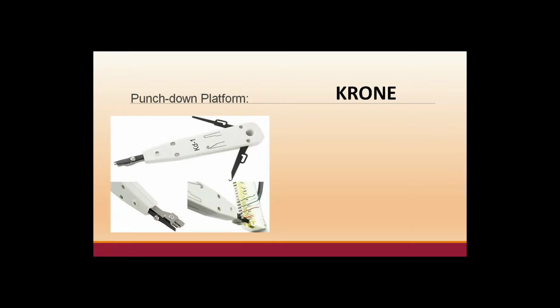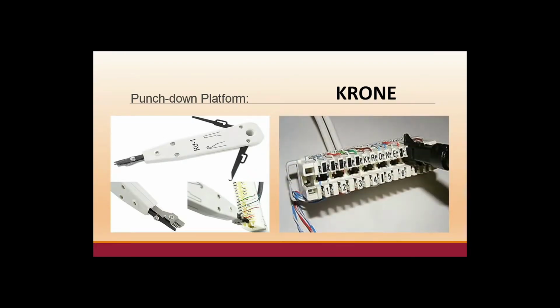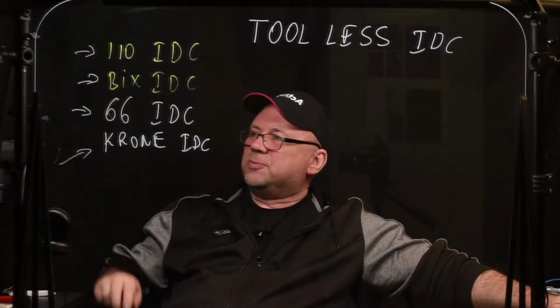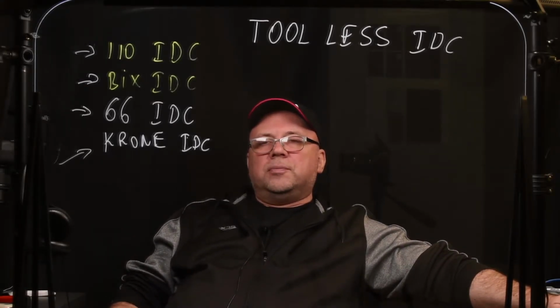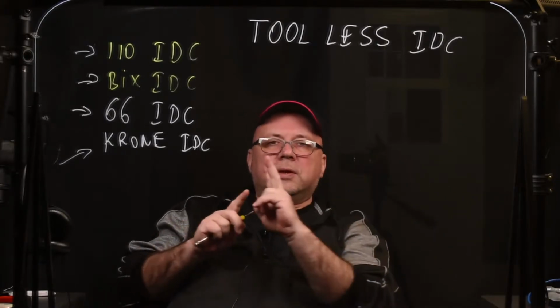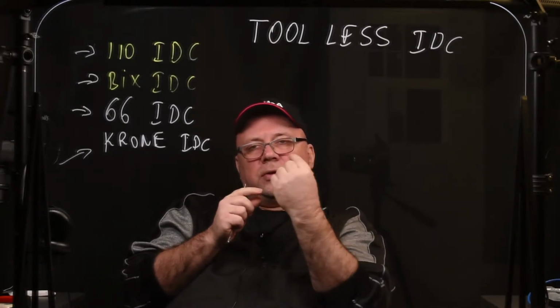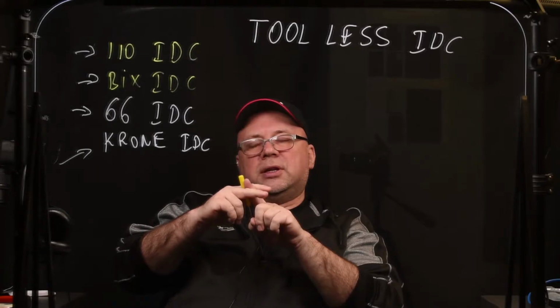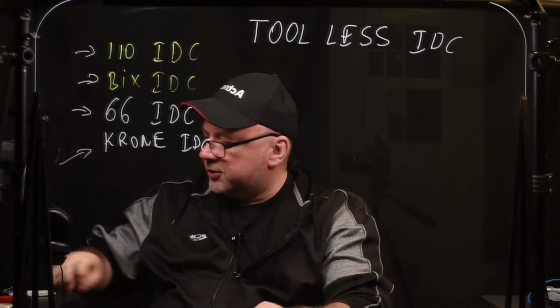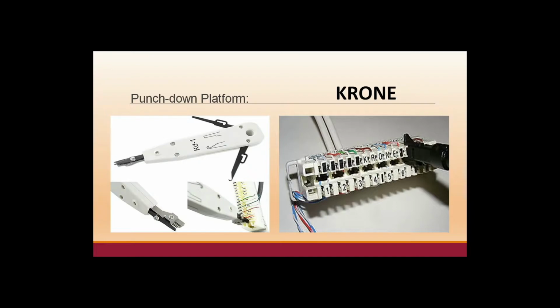All right. Then there's another one that says Krone. Krone is mostly used in Europe or the UK. It's also a punch down system, but it's shaped a little bit differently, and that's what a Krone termination block looks like. The one major difference between Krone and everything else is that on BIX and 110 you can only punch one conductor per termination. In Krone you can stack them. You can have one and you can put another one on top of it.